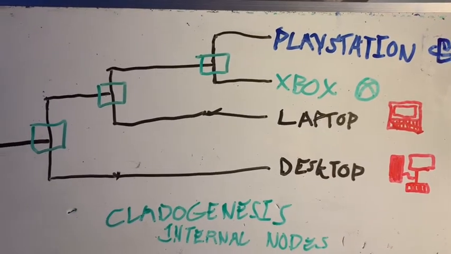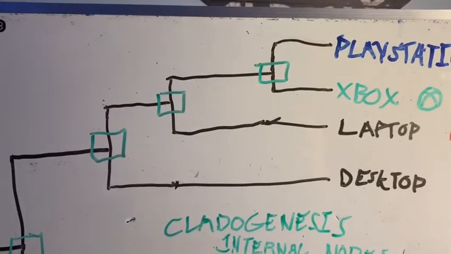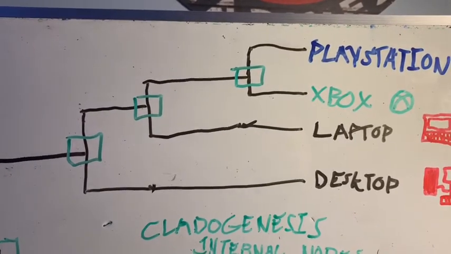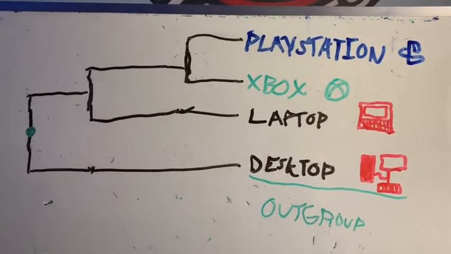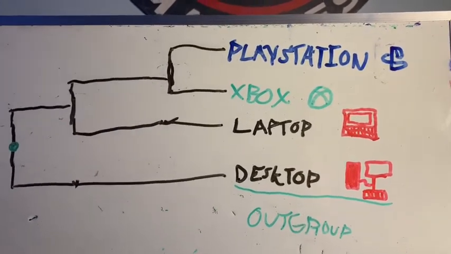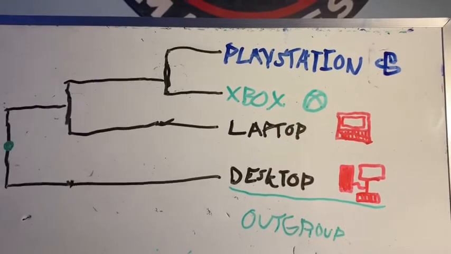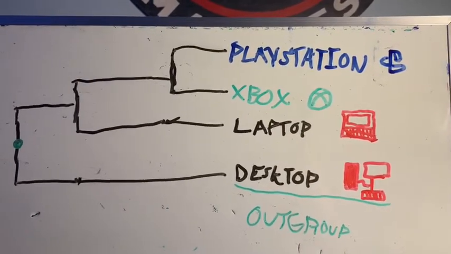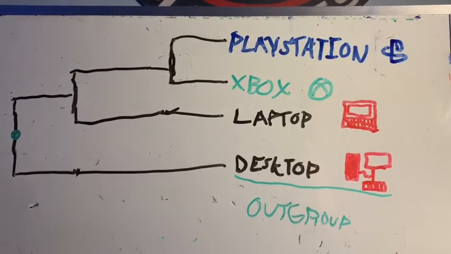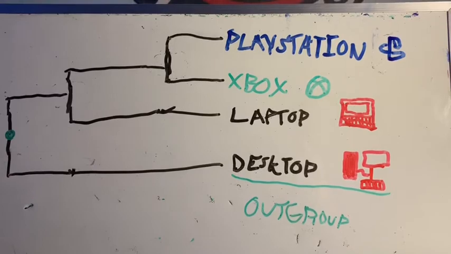They are represented at these internal nodes, the green squares, where they represent the common ancestor between two species on the tree. If we take a look at the four species sectioned off from the rest of it, the desktop species can be looked at as an outgroup compared to the other species on the upper part of the phylogenetic tree. This desktop or this outgroup species will ultimately have more genetic differences than the other three species.